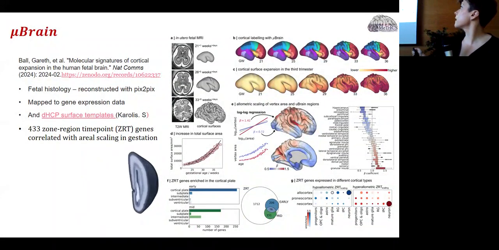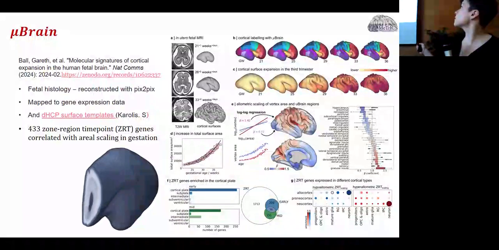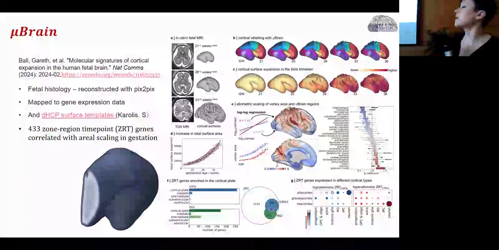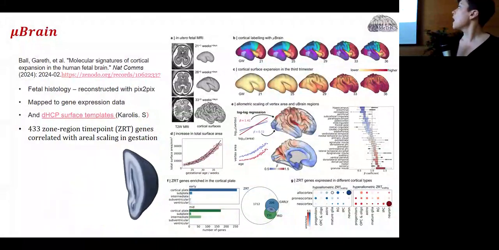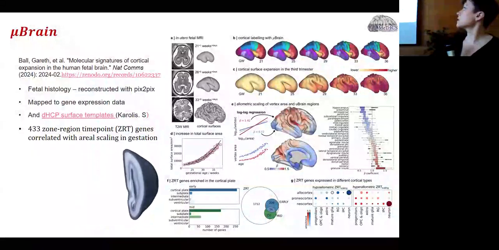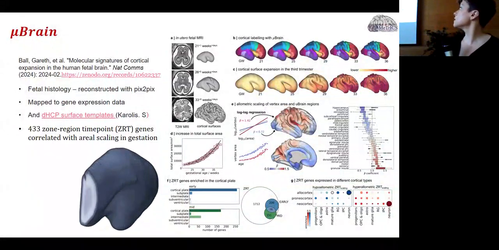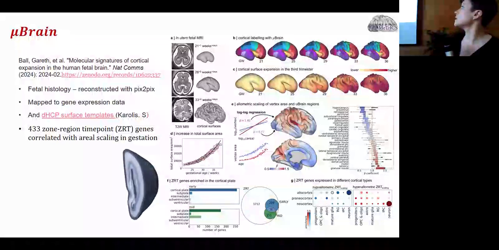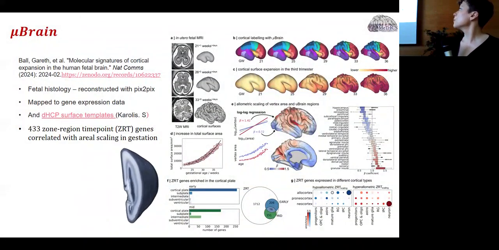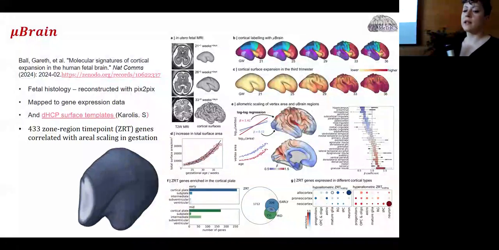it, and then compared it against cortical expansion maps that were obtained from the DHCP fetal surface templates generated by Slava Karolis. And at the same time he mapped gene expression data onto that surface, so that he was then able to identify 433 what he calls zone-region-time-point genes that are implicated in areal scaling in gestation.